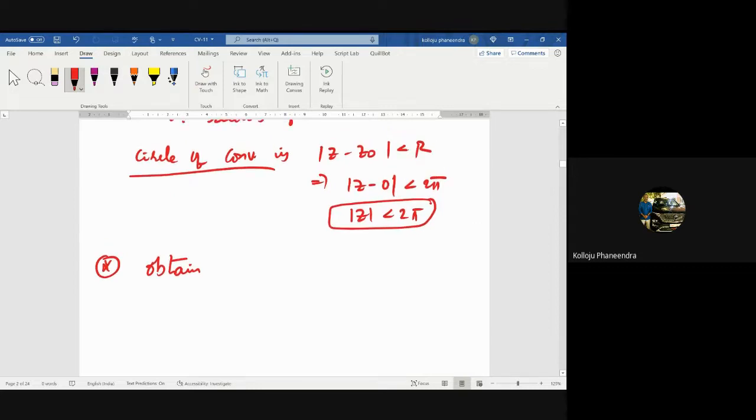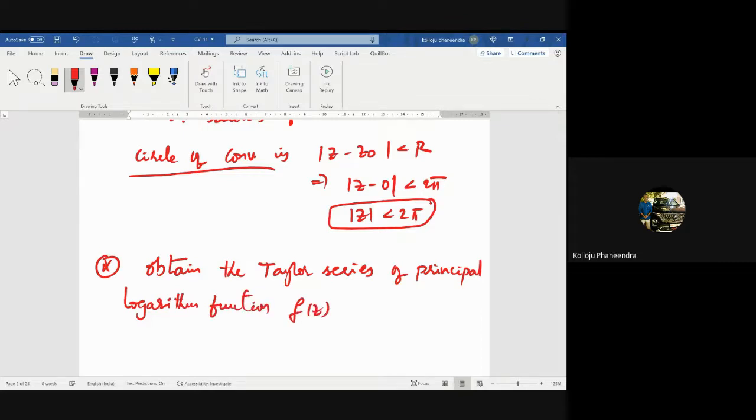Now obtain the Taylor series of the principal logarithmic function. This is a solved problem in the textbook. So assignment: f of z equal to ln z, the standard function ln z.